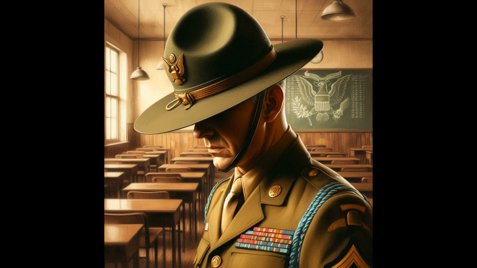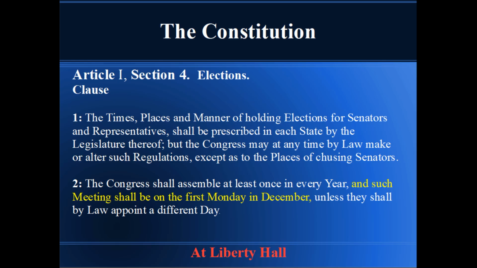6. The Senate has the power to try impeachments, with the Chief Justice presiding over presidential trials. Conviction requires a 2/3 majority. 7. Impeachment judgment only includes removal from office and disqualification from future office, but the person can still face legal punishment. Article 1, Section 4, Elections.